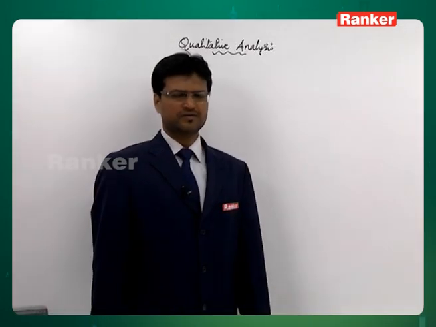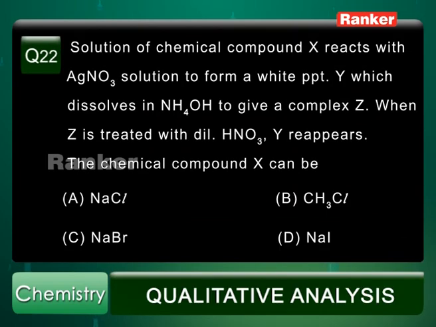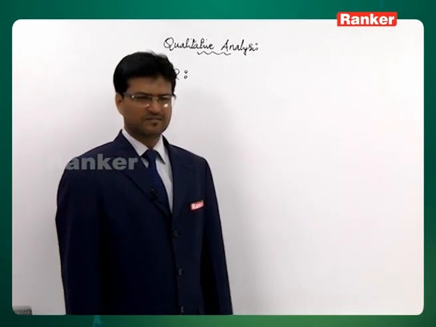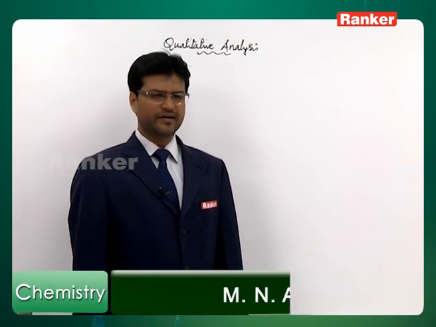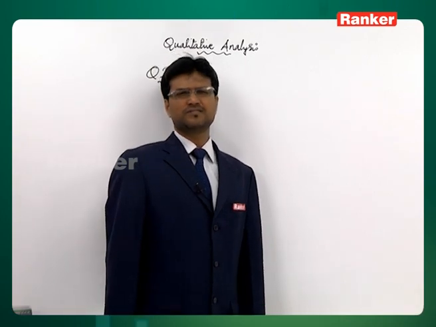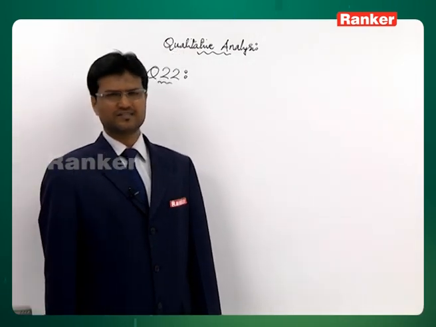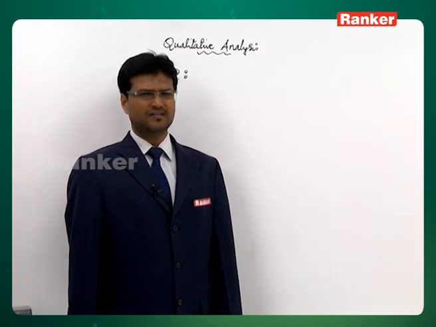Question number 22. Solution of chemical compound X reacts with AgNO3 to form a white precipitate Y, which dissolves in ammonium hydroxide to give a complex Z. When Z is treated with dilute HNO3, Y reappears. The chemical compound X can be. See, white precipitate cannot be formed by iodide or bromide. So, option C and D are ruled out, and option B is also ruled out because it is not an ionic substance. So, the correct answer has to be NaCl. It is an ionic chloride.